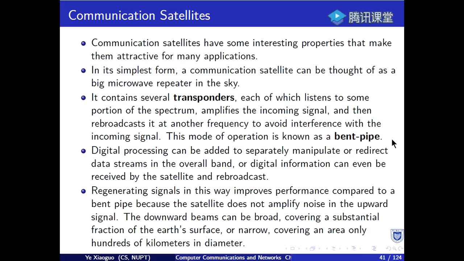Digital processing can be added to separately manipulate or redirect data streams in the overall band, or digital information can even be received by the satellite and rebroadcast. Regenerating signals in this way improves the performance compared to a bent pipe because the satellite does not amplify noise in the upward signal. The downward beams can be broad, covering a substantial fraction of the Earth's surface, or narrow, covering an area only hundreds of kilometers in diameter. The communication satellite is an interesting communication method.